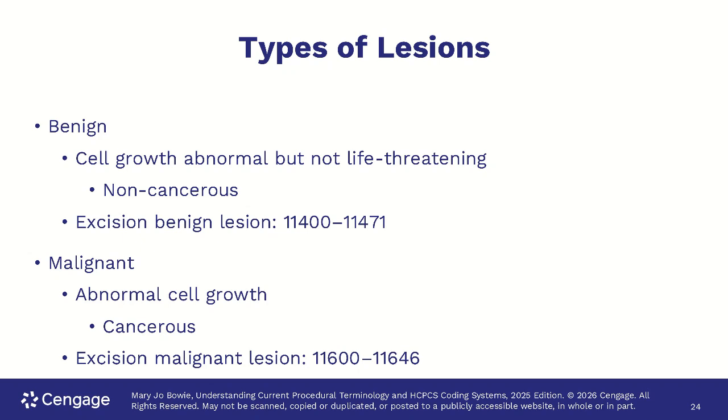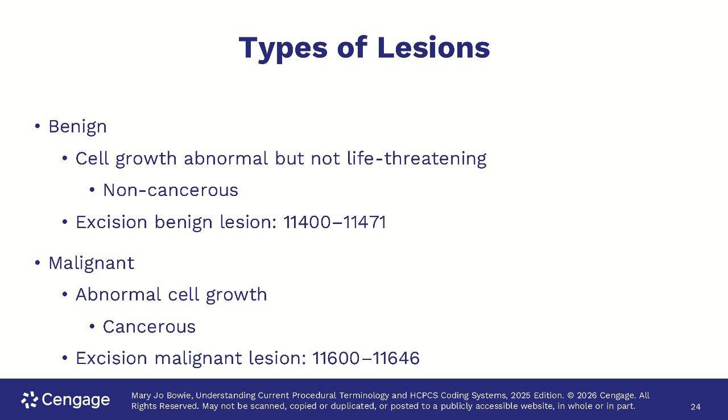All right, lesion excisions. So, lesion excisions in our CPT manual are represented by two families of codes. Those codes are either benign or they are malignant. And with these codes, one of the things that you will notice is that within the codes themselves, they are organized based upon the site that the lesion is being excised from, as well as the size in centimeters.